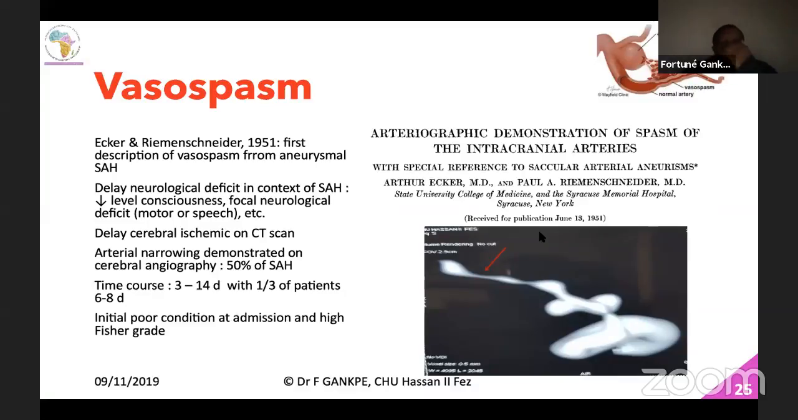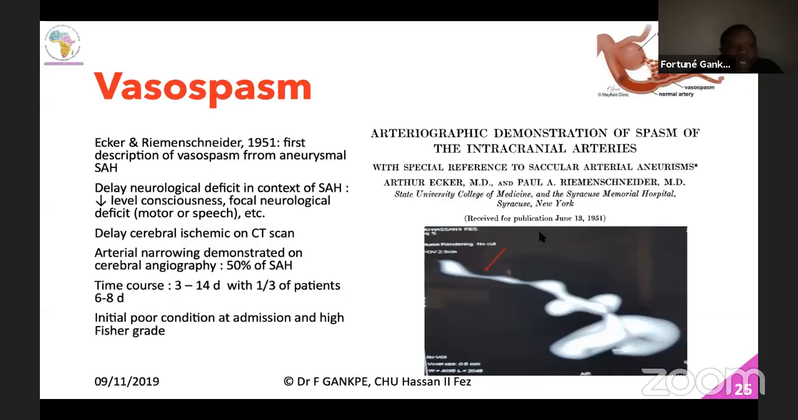What about the complications? There are some complications of subarachnoid hemorrhage. The first one of them is the vasospasm. Ecker and Riemenschneider in 1951 did the first description of the vasospasm from aneurysmal subarachnoid hemorrhage.